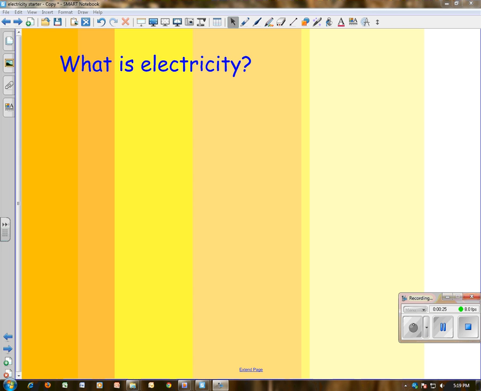What is electricity? I think that's a pretty good place to start off at. You all know it's in lights and mobile phones and in iPads, but what is it? Where does it come from? Well, let's go right back to the very beginning. To understand what electricity is, we need to understand a bit about what atoms are.